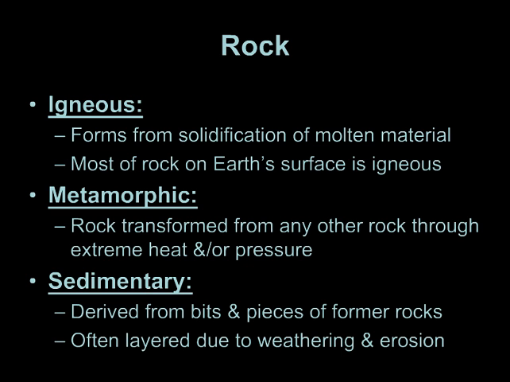What is igneous rock? It forms from the solidification of molten material. So essentially the entire Earth's surface at one time was nothing but volcanoes and eruptions and all of that. Eventually all of that material hardens, and as it hardens, it then forms, of course, rock. So most of the rock we find on Earth's surface is an igneous rock.